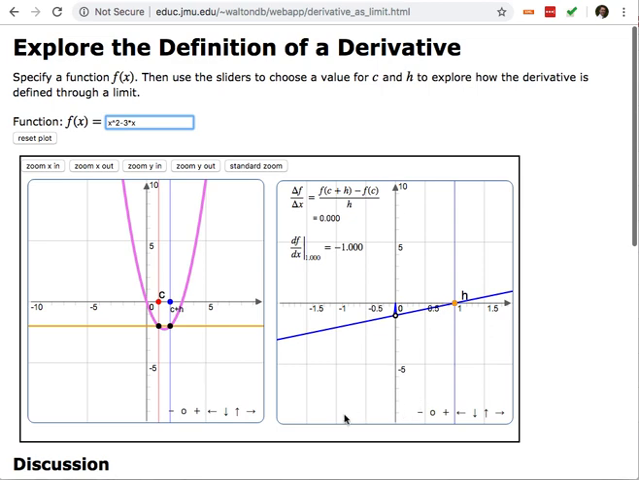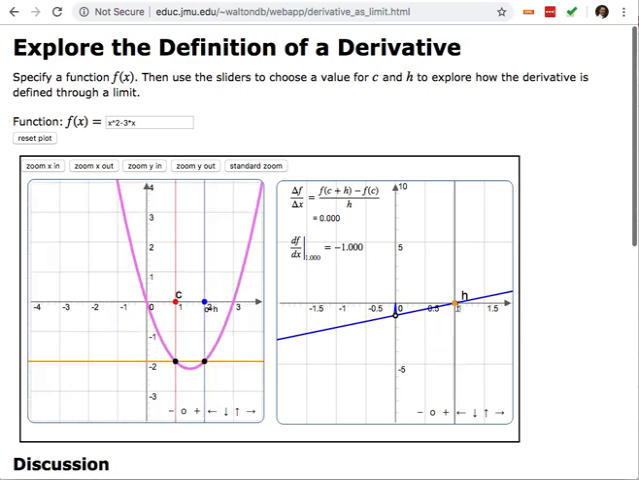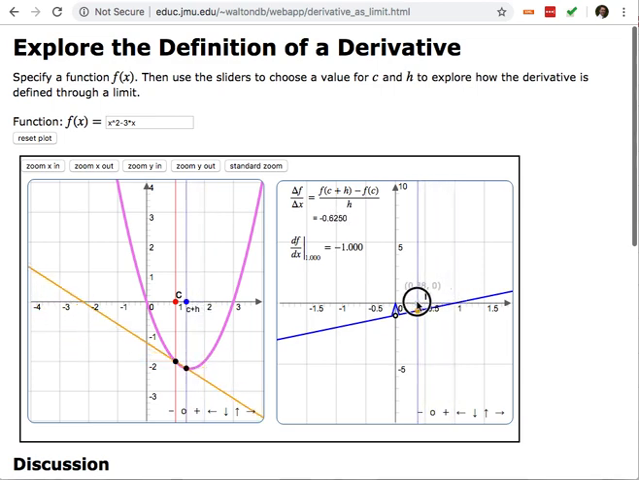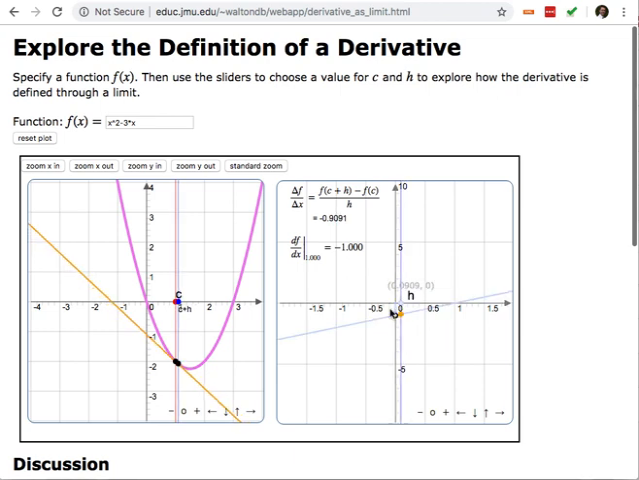Alright, so the idea of the tangent line is what happens when the second point approaches the first point. So I'm going to zoom in on what's happening here. As I let h get closer and closer to 0, my second point is moving closer and closer to c. You can see that this secant line is becoming very close to the tangent line. And the closer I make h, the closer my approximation is.